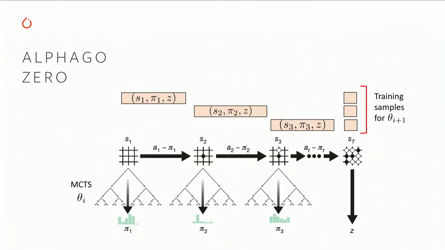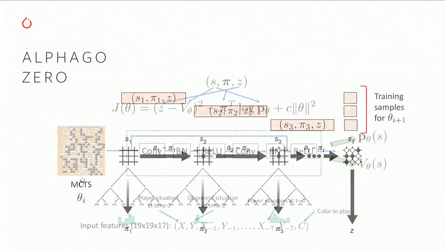And then you arrive at the final state where the game signal is given. You basically know that at the end, you lose or you win the game. So once you have that, you collect all the data from each of the situations together, and you train your next model. Super simple.